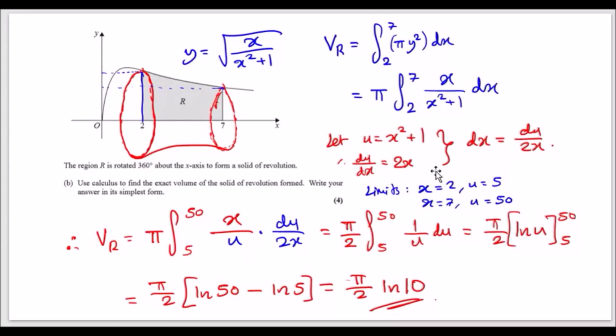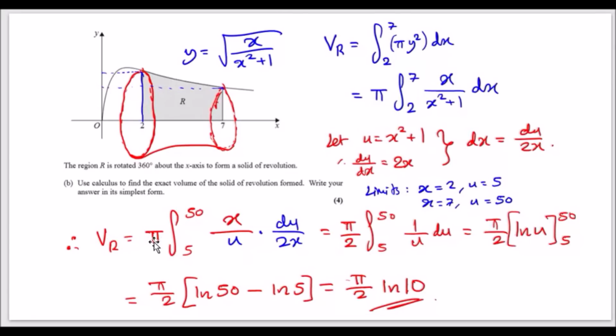So we can say when x is 2, and we're using this equation here, u equals x squared plus 1. When x is 2, 2 squared plus 1 is 5. When x is 7, the upper limit, 7 squared plus 1 is 50. Cool. Now we just rewrite the equation with the new information.